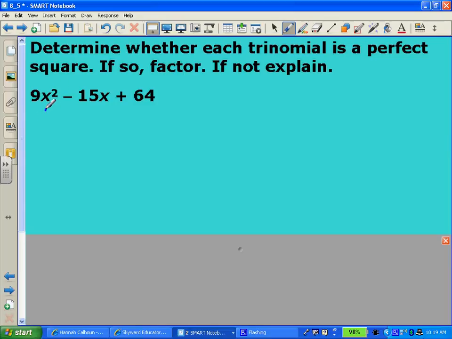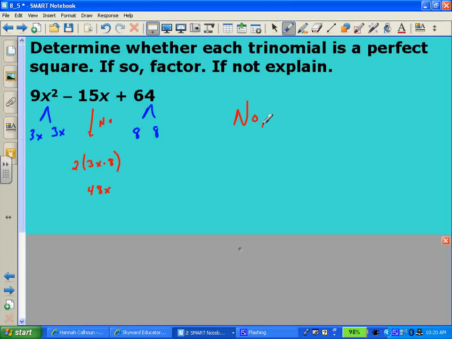So we look at the first term here, we say, okay, is this a perfect square? It is. 3x and 3x, right? And the last term is also a perfect square, 8 and 8. So it meets our first condition. Now the second one is the middle term 15x, is that 2 times 3x times 8? Now notice here that would be 24x times 2, which would be 48x. So you can see that this is not a perfect square trinomial. So we would say no.